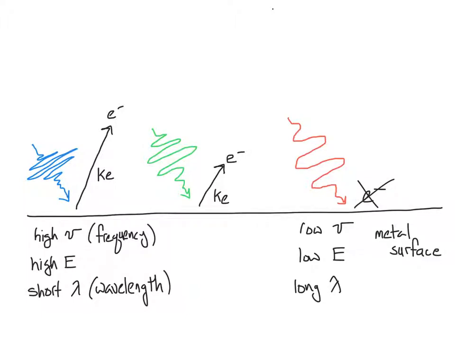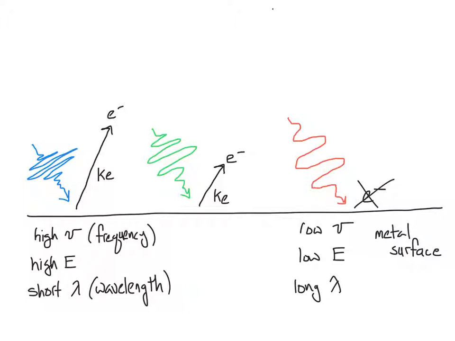So there are a few conclusions that we can draw from this experiment. First of all, I want you to note that for every one photon that is incident on the surface, one electron will be ejected. There's a one-to-one relationship between the subatomic particle, the photon, and the subatomic particle, the electron, that gets ejected. The second thing is that the electron kinetic energy is independent of light intensity.